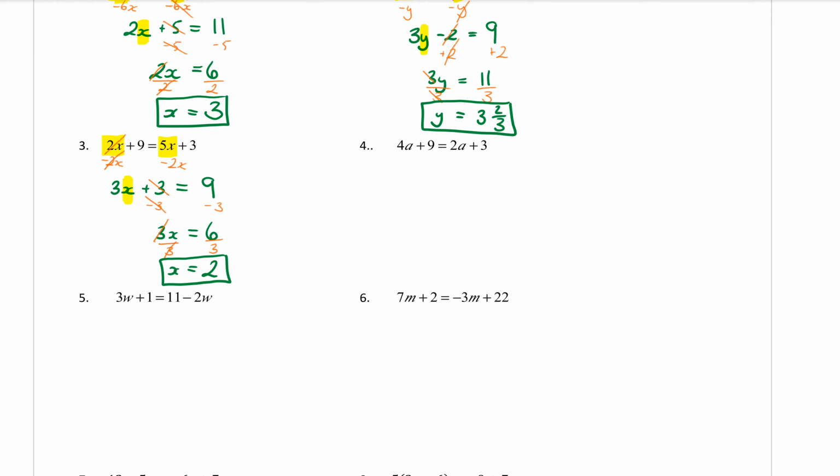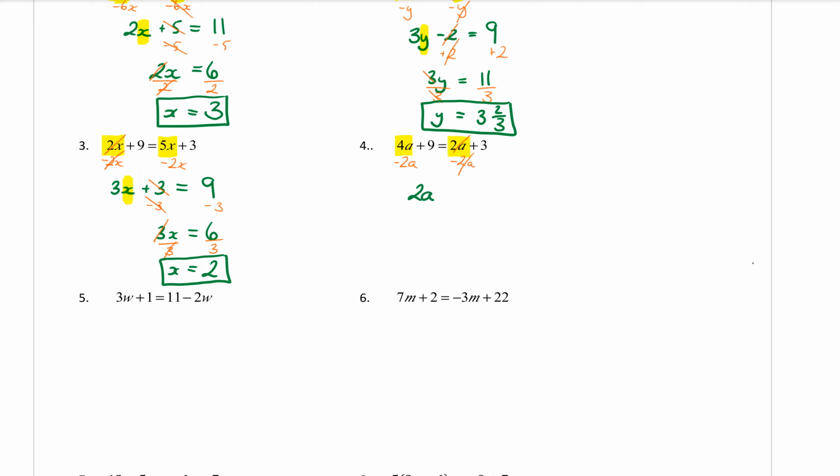Question 4, if you're getting the hang of this, you could always pause the video and try one of these out for yourself and then check with the video to see if you get it right. Question 4, I have 4a and 2a. The 2a is smaller, so to move it, I'm going to subtract 2a. Cancel that away. 4a take away 2a is 2a.